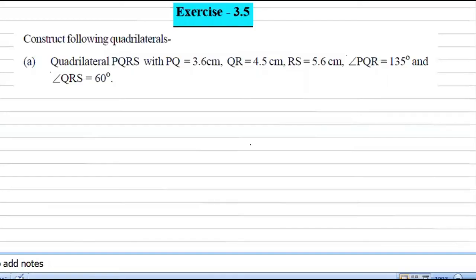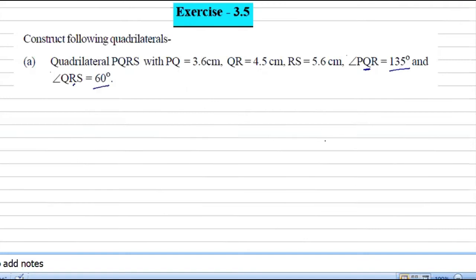Now we will solve the constructions in exercise 3.5. Here we have the first question. Construct quadrilateral PQRS with PQ 3.6 centimeters, QR 4.5 centimeters, RS 5.6 centimeters, angle PQR, that is angle Q, 135 degrees, and angle QRS, that is angle R, equal to 60 degrees. So 135 and 60 degrees, both are special measurements.